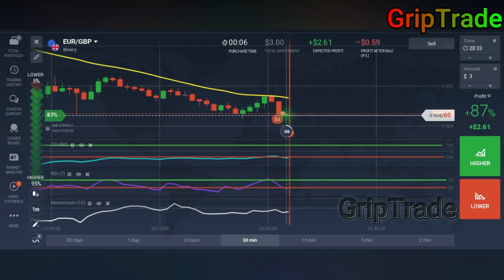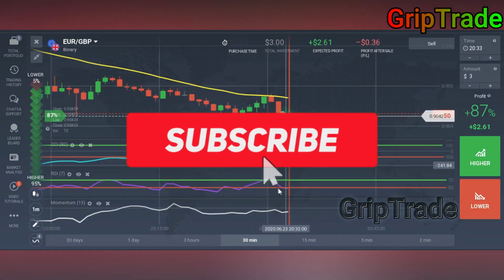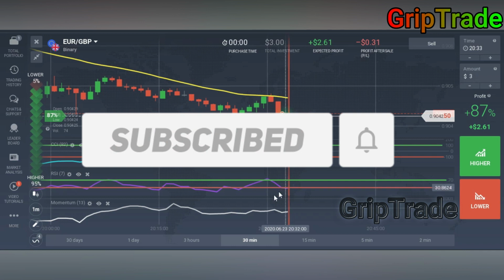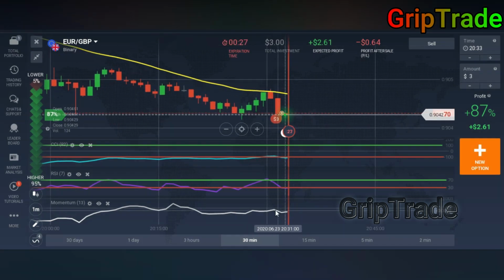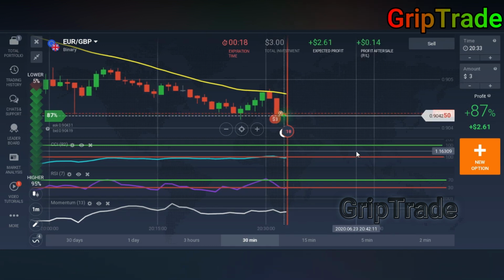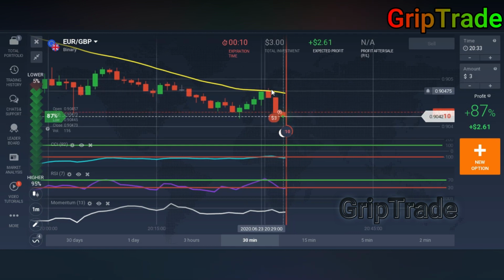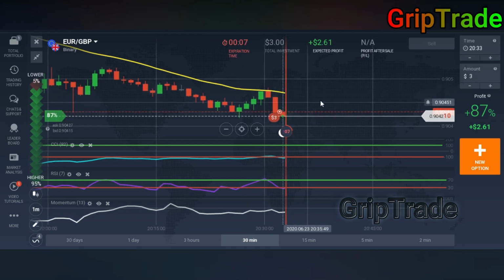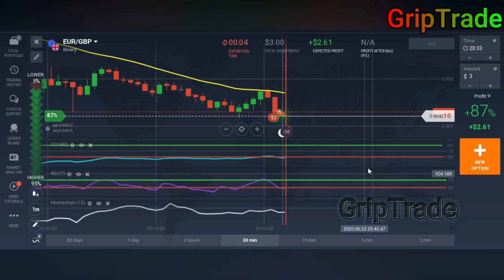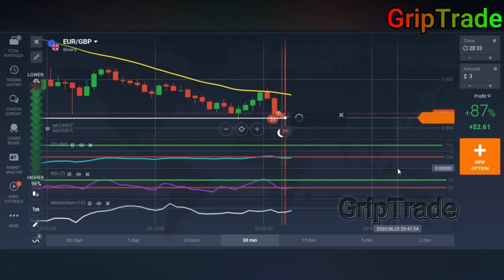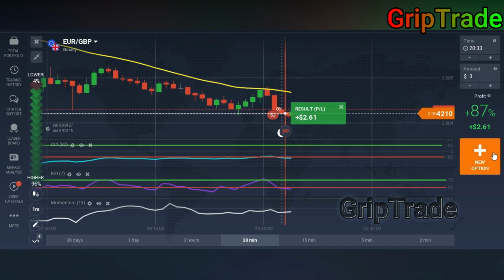What we should remember is that both the CCI and RSI touched the lower red baseline, and the white momentum line is also beyond the baseline. So this is a pretty good signal and has a bit more strength because all three indicators suggest the same after the yellow SMA line intersected and touched the red candle. So I guess we could have taken this risk that I already took, and this is in our favor eventually. So that's it.